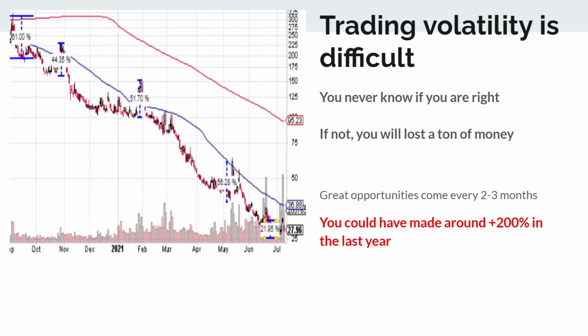You never know if you are right in the trade, if not you will lose a lot of money. Great opportunities usually come every 2 or 3 months, as you can see in the graph over here. You can see that pretty much every 2 months you could make around 50% in trading volatility. It did not happen in this case, but I just wanted to show how my strategy works and that it works pretty well, if you follow it, of course. In the last year, you could have made almost around 200% trading volatility.